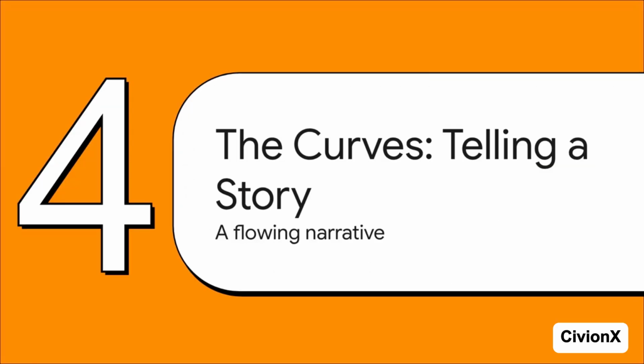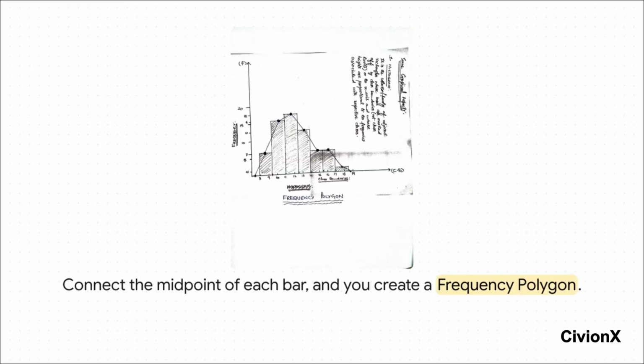Those blocks give us some great structure, but what if we want to see the flow, the overall trend of the data? For that, we can connect the dots and create curves that tell a more continuous story. To create our next visual, it's actually really easy. We just take the midpoint at the very top of each bar in our histogram and connect them with straight lines. This creates what's called a frequency polygon.